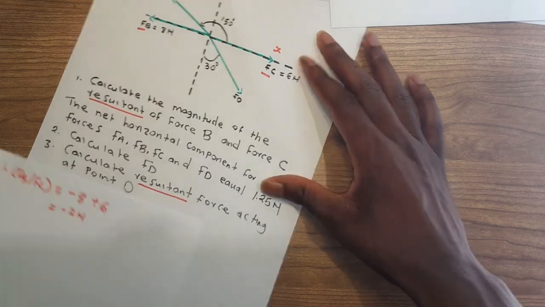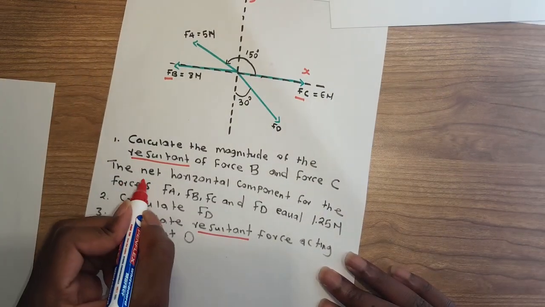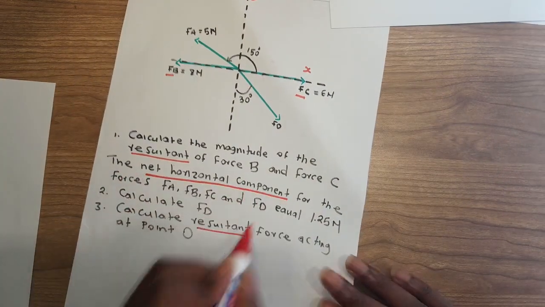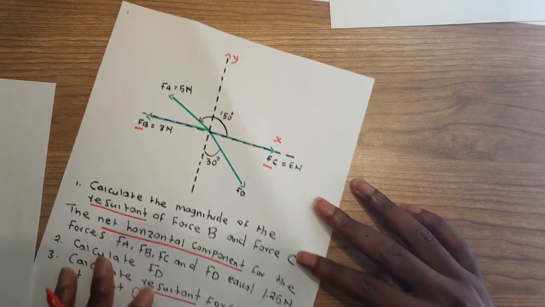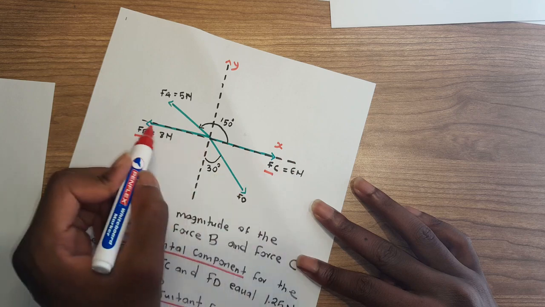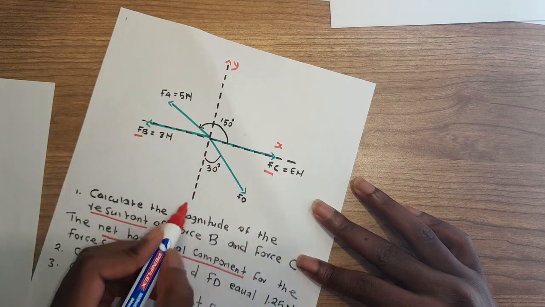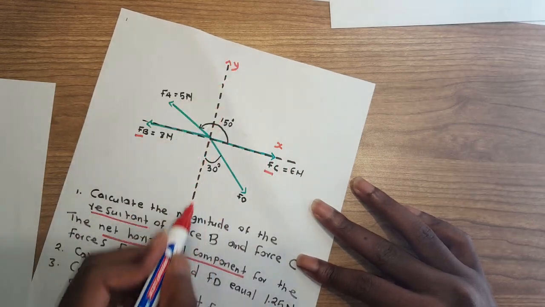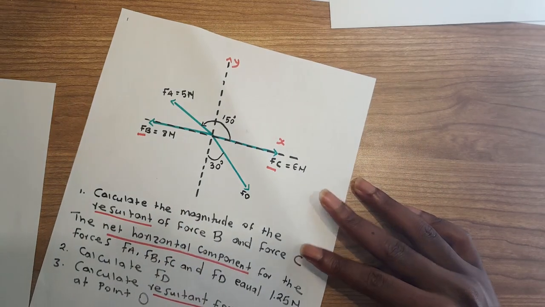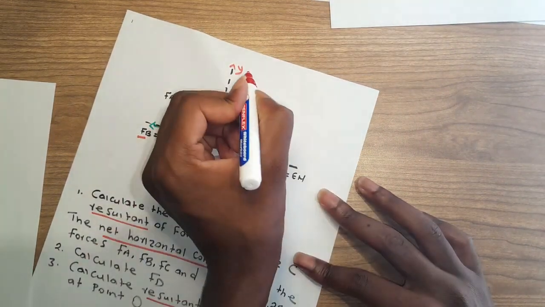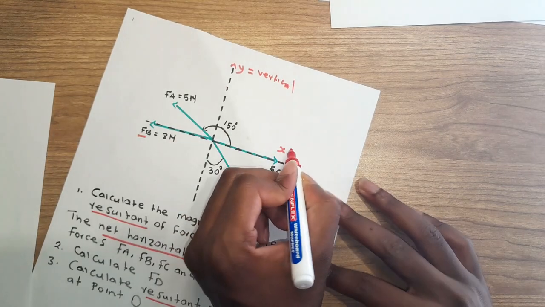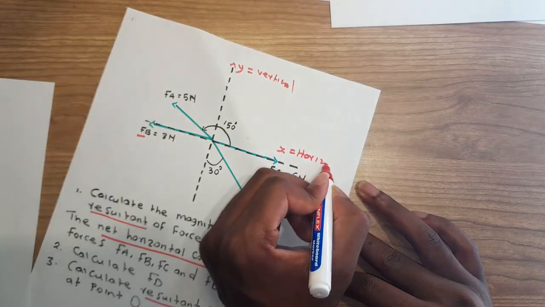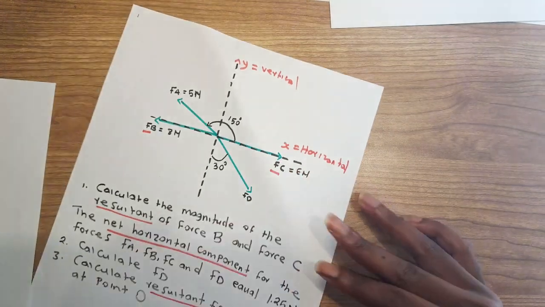Now the question says the net horizontal component. What is horizontal and what is vertical? Well, the x-axis is horizontal, and the y-axis is vertical, right? So y equals vertical, while x equals horizontal, right?